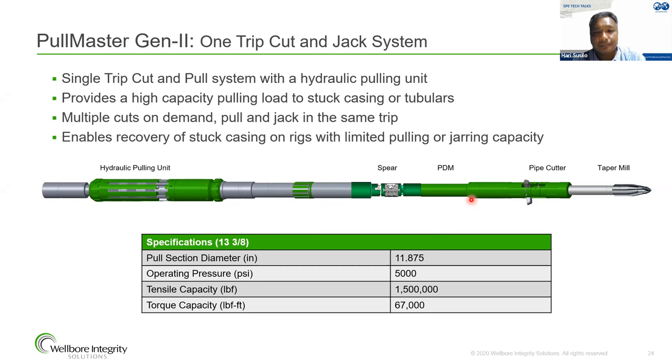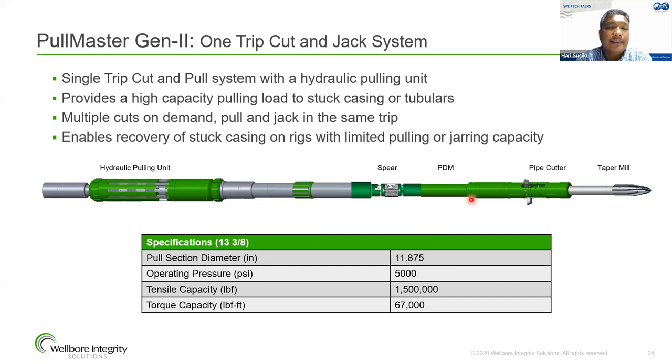This also enables recovery of stuck casing on a rig which has limited pulling or jarring capacity. For example, a 550 horsepower rig can normally only go up to a maximum of 300K. With this jacking unit, or Pullmaster, it will deliver 1.2 million pounds of force, and we will not utilize any drawworks or drilling line. So this is basically purely an anchoring system on the casing.